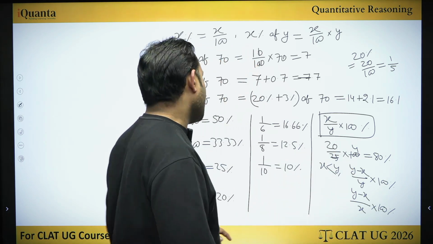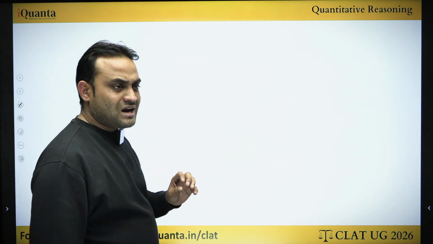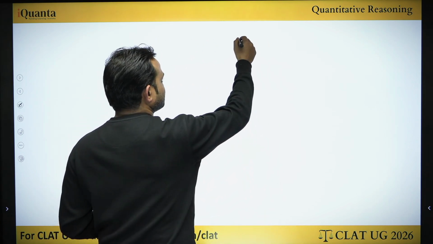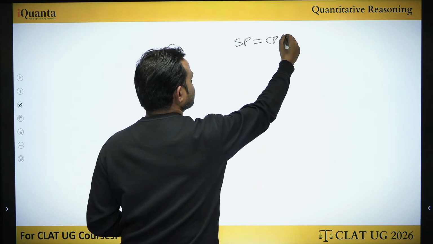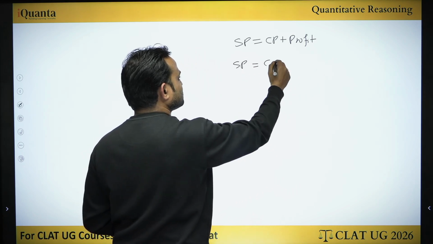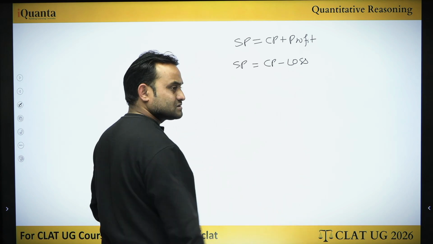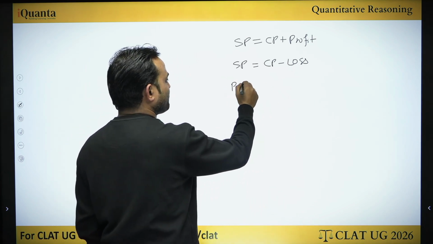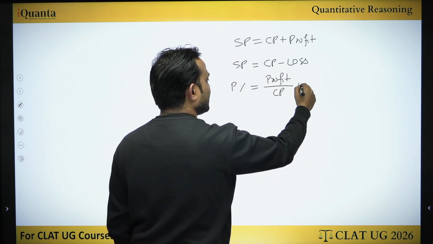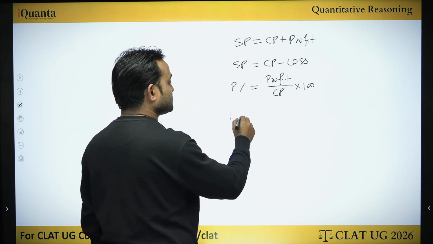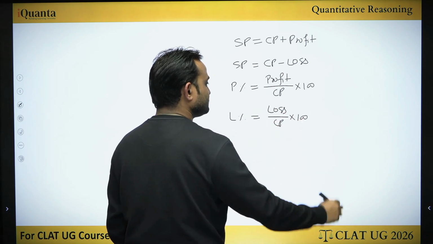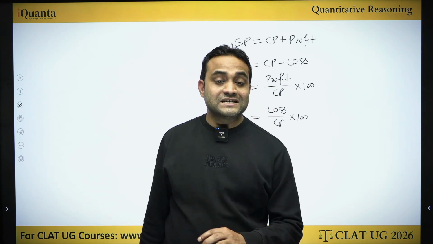Okay, now let's come to profit and loss. A little basic concept of profit and loss. What do we know? That selling price is equal to cost price plus profit. Then we can say selling price is equal to cost price minus loss. And if I want to find profit percentage, this will be equal to profit upon cost price into 100. If I want to find loss percentage, this will be equal to loss upon cost price into 100. So this is how you can find profit percentage, loss percentage.